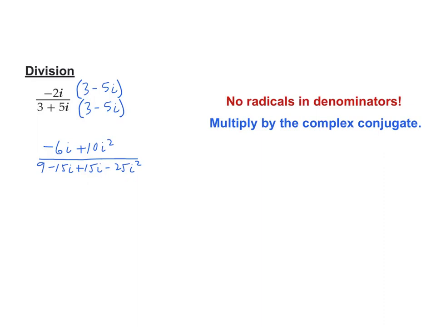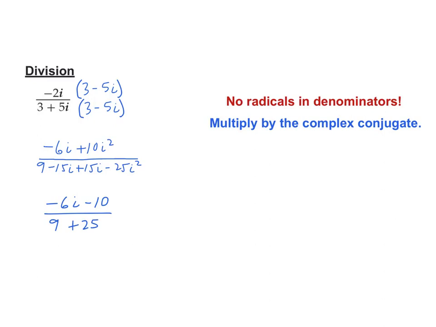Now, again, every time I see an i squared, you can think -1. And so what I just did here, -6i plus 10 became -10 because i squared is -1. The 15i's, minus plus, cancel out. -25 times i squared, again, that's -1 times -25. So that's what you get for there. How many had that? Okay, good.